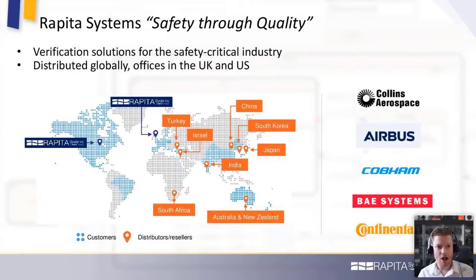So Rapita Systems was founded as a spin-off from the Real-Time Systems Group at the University of York in 2005. Our HQ is based in York in the United Kingdom, but we also have an office in North America, and we work with customers through our distributors all over the world, as you can see in the diagram here.